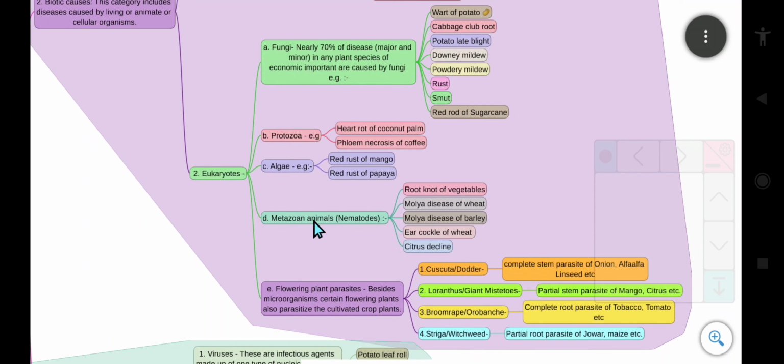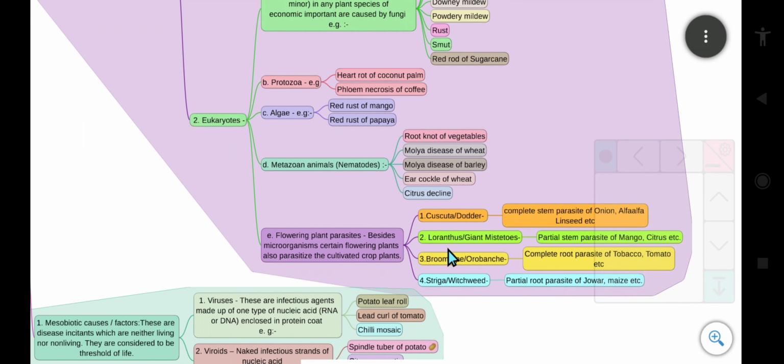And due to nematodes, the plant diseases are root knot of vegetables, molya disease of wheat, molya disease of barley, ear cockle of wheat, and citrus decline. Due to flowering plant parasites, besides microorganisms, certain flowering plants also parasitize the cultivated crop plants.